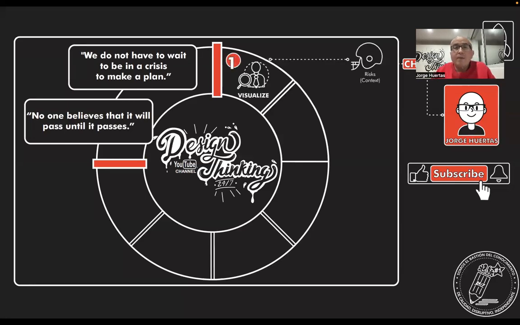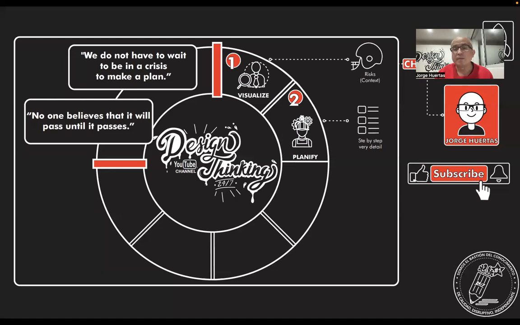So the first step is to visualize. Visualize risks, visualize contexts, visualize possible situations that could happen inside your company or even in your life, that could be analyzed, and you could develop a plan about that. The second step is to plan. You need to make a step-by-step plan, very, very detailed, very specific.